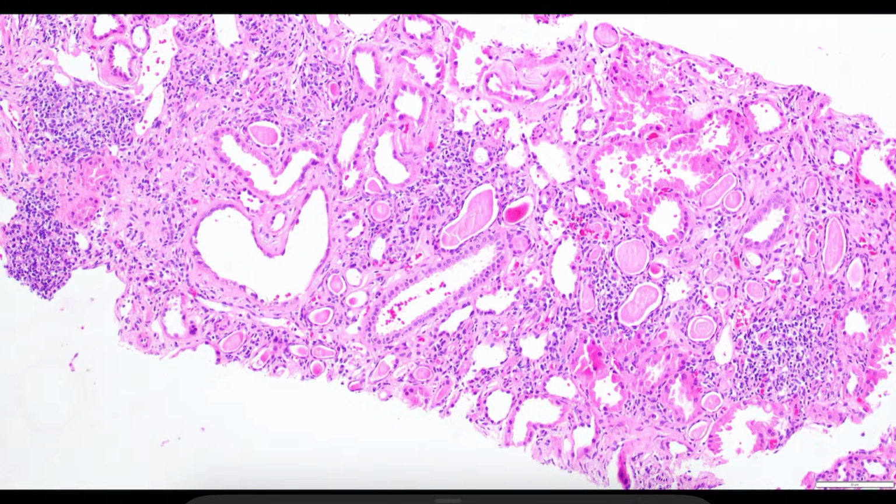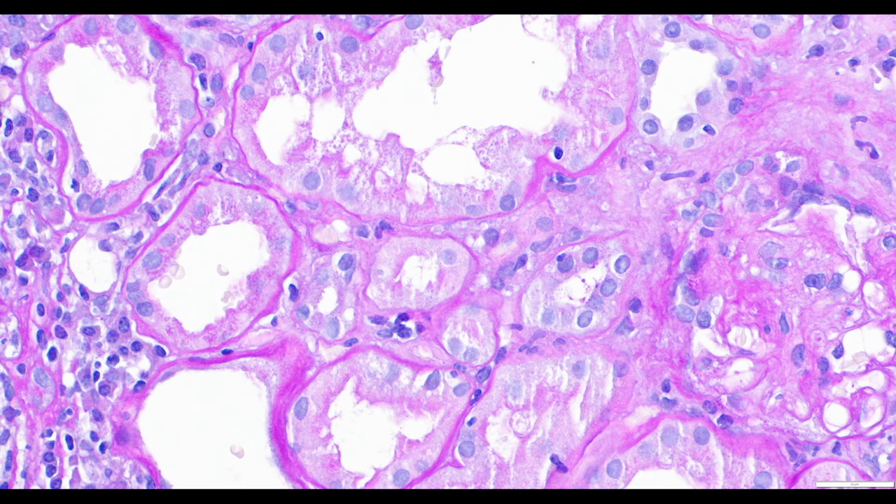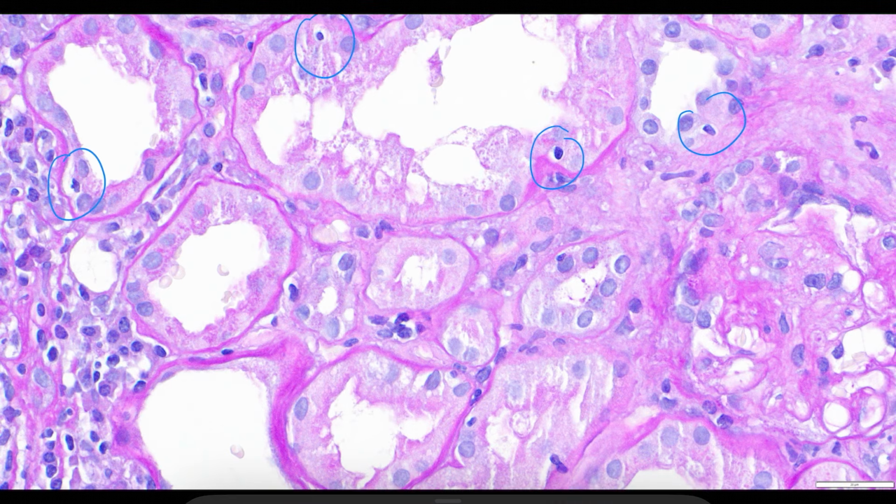Here on a higher power image on H&E, we could see that this inflammation is predominantly composed of lymphocytes and plasma cells. There are a few scattered eosinophils here and there as well. That amount of inflammation is concerning for acute interstitial nephritis. Was there any tubulitis? Good question. So, yes. Here on the PAS stain at a higher power, we could see several foci of lymphocytic tubulitis.